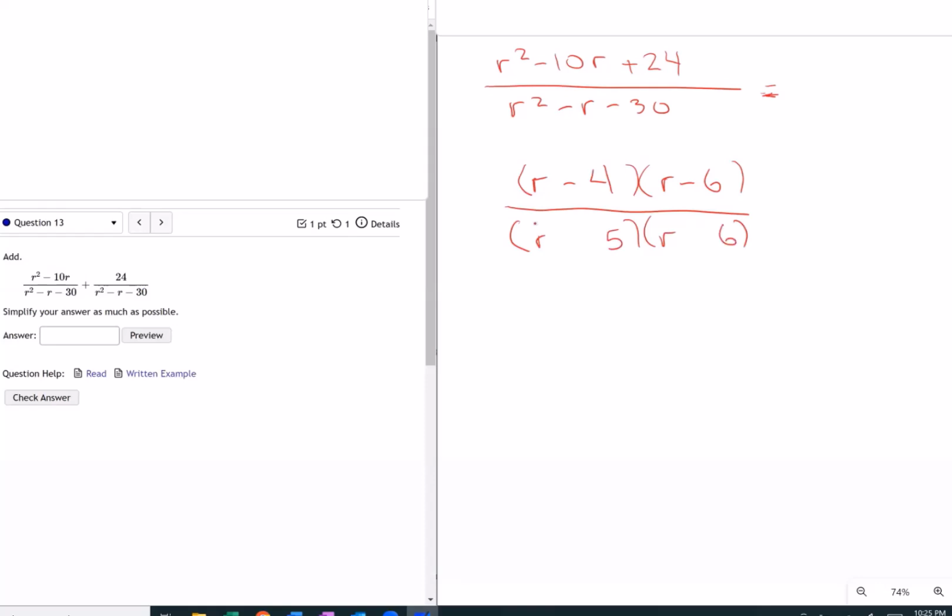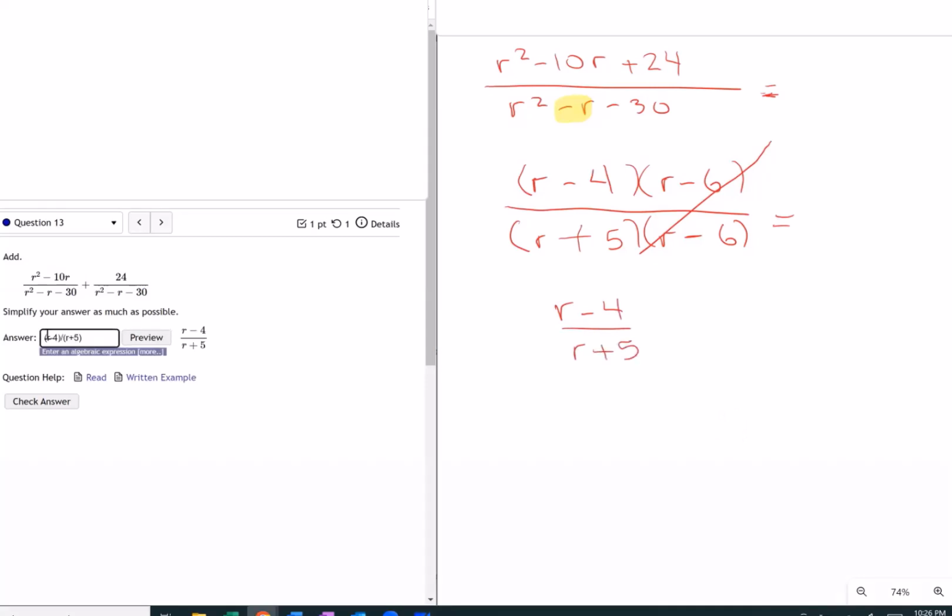Now, I look here and I see that the middle term is negative. Since the middle term is negative, I know that the bigger number has to be negative because I'm going to add the smaller number to it. So this is minus 6R plus 5r is minus r. And now we can see that these do cancel. And we end up with r minus 4 divided by r plus 5. And that's it.